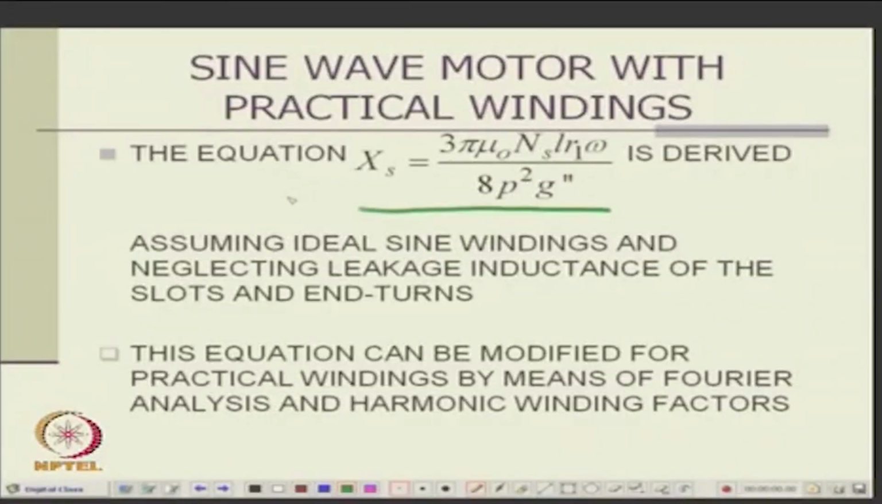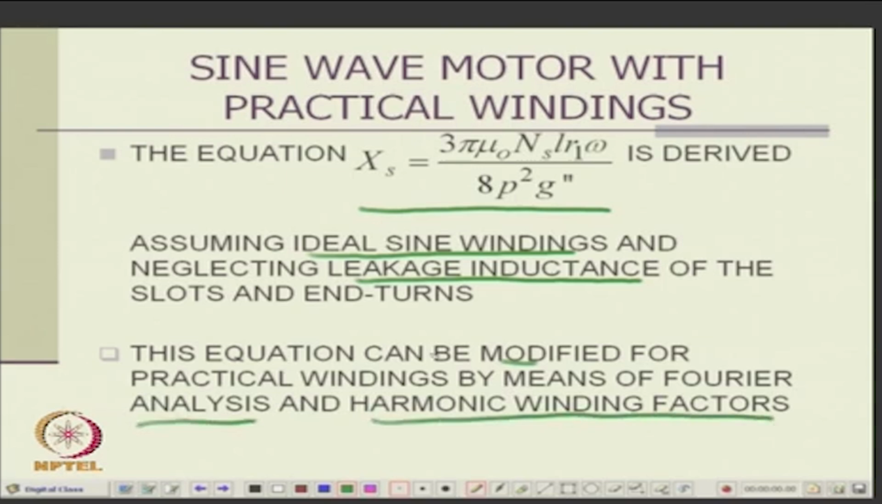This is the synchronous reactance: if the armature windings are excited by polyphase currents, it will give rise to a magnetic field. The flux per pole divided by the current is an inductance linking the winding. This is a sine winding, and we do not take leakage inductance into account. But this equation is modified if you take Fourier series and harmonic winding factors also. We are taking the fundamental into account, but there may be harmonic fields.